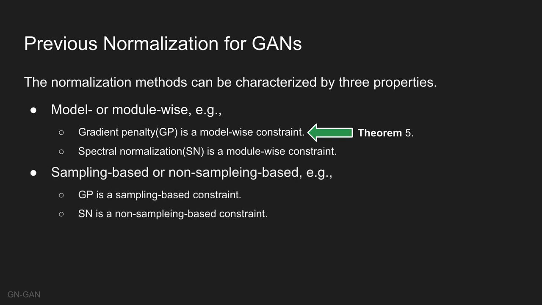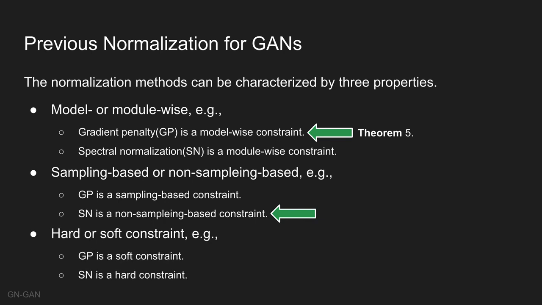The second property is sampling based or not. For example, gradient penalty requires sampling data from finite training set. On the contrary, spectral normalization only depends on model architecture. From this definition, non-sampling based methods are expected to perform better due to its generalization ability.